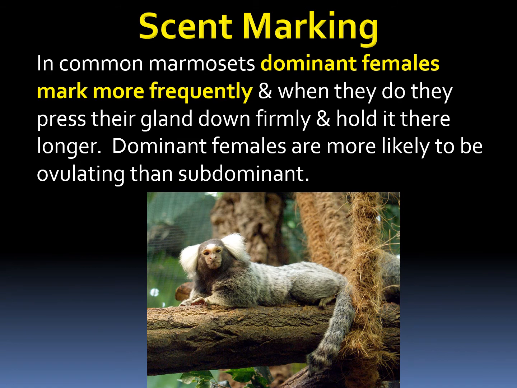So in common marmosets, dominant females will mark more frequently, and when they do, they will press their gland down firmly and hold it there longer than other females. The dominant females are much more likely to be ovulating than the subdominant. And scent marking in marmosets is so powerful that when the dominant female begins ovulating and starts scent marking, the smell will actually stop the ovulation of all the other females in the group.